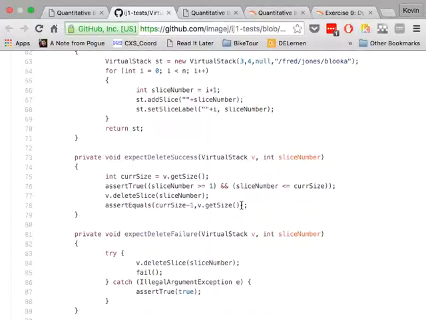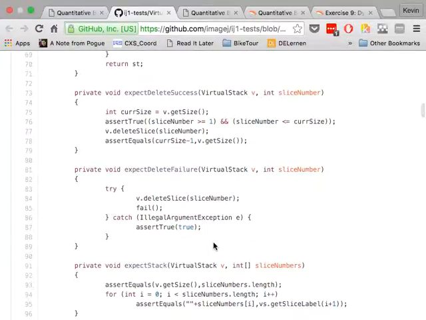If you have an empty stack and you try to delete a slice, you expect it to throw an error message. And if it doesn't throw an error message, then this test fails. That's one of the important things to have in the tests as well: when your code shouldn't work correctly, to make sure that it doesn't give a result when it should give an error message.